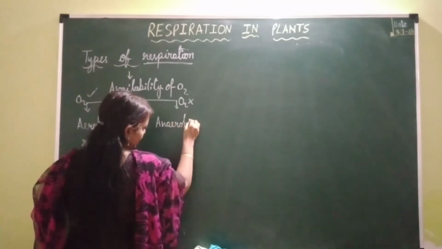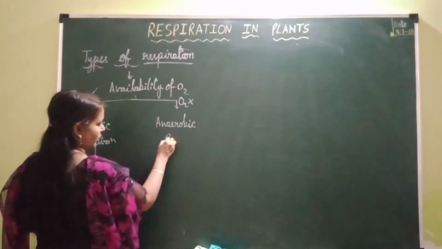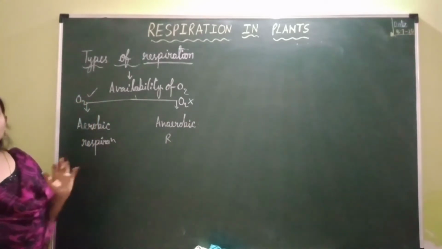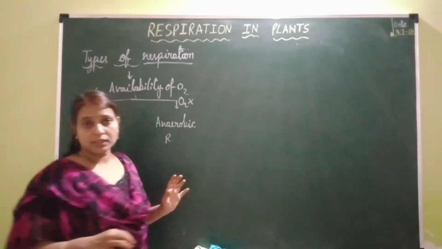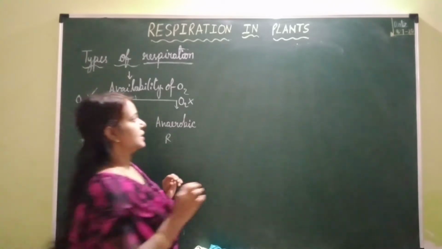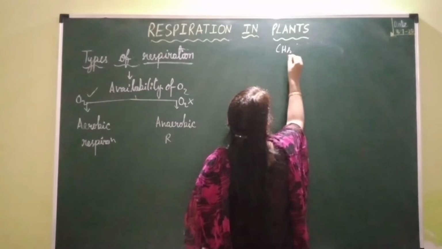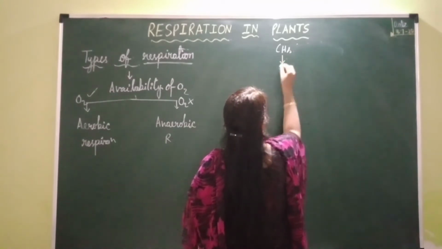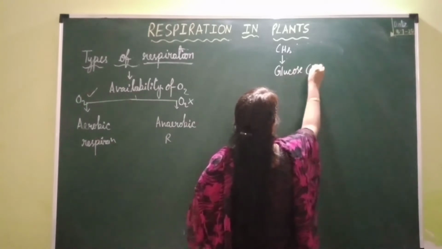Let's see what happens in aerobic and anaerobic respiration. I am going to give you an overview of aerobic and anaerobic respiration. What we discussed: the most common type of respiratory substrate is carbohydrate. These carbohydrates present inside the cell undergo breakdown into glucose. This is a 6-carbon hexose sugar.